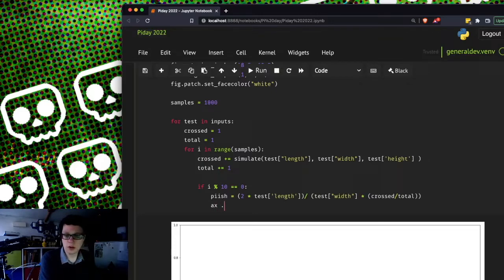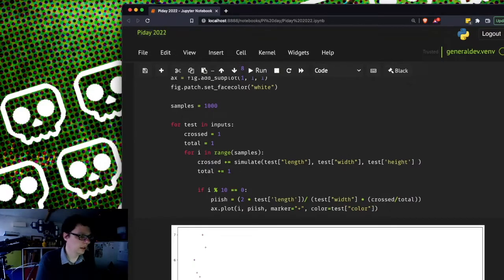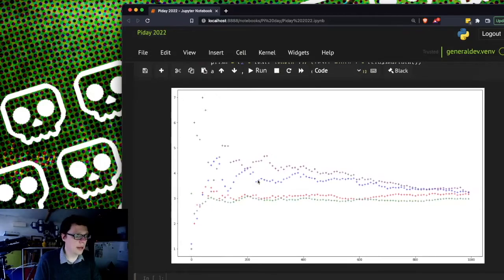And ax.plot I, comma, min pi-ish, marker. I'm going to put that as a nice plus, and then I'm going to put the colour equal to the test colour. Okay, so very quickly now we have all these numbers converging. You see, we were only doing 10 or 30. The range of numbers here was quite high away from pi.